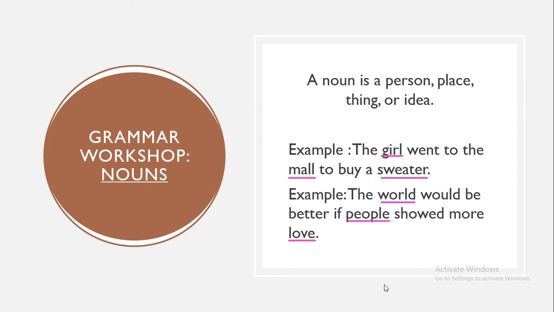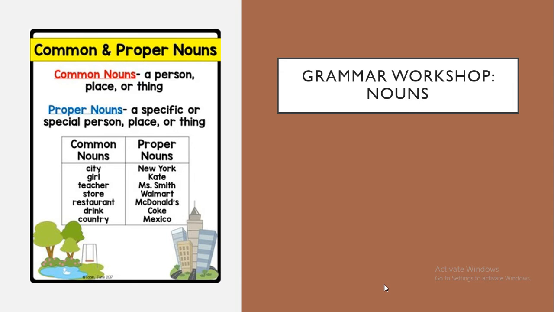And so, continuing with nouns, there are different types of nouns, and we will be exploring those as the week goes on. But today, what I want you to focus on is common versus proper nouns. So, a common noun is basically something that's general. It's a person, a place, or a thing, but it's very general. For example, you'll say city, or girl, or my teacher, or the store, the restaurant, a drink, a country. Those are common and very general, and so that's why they're called common nouns.